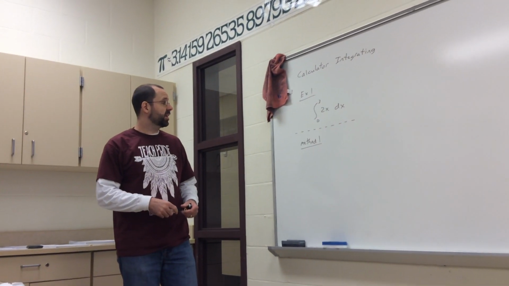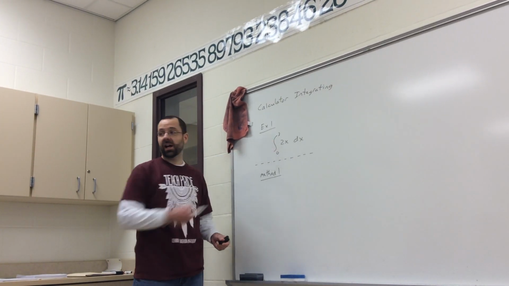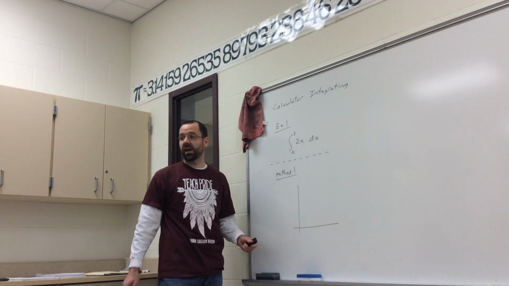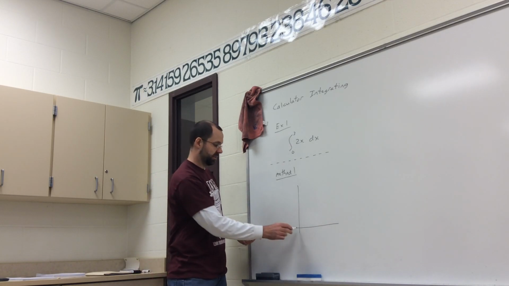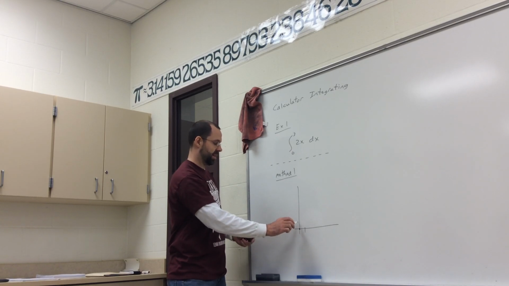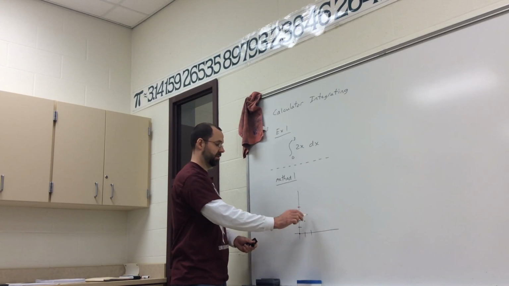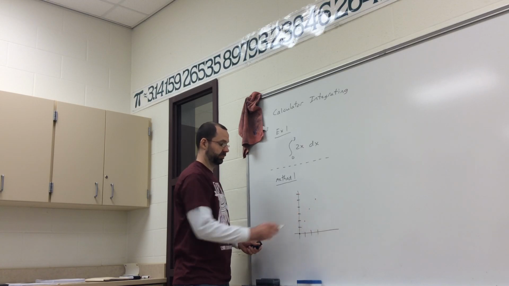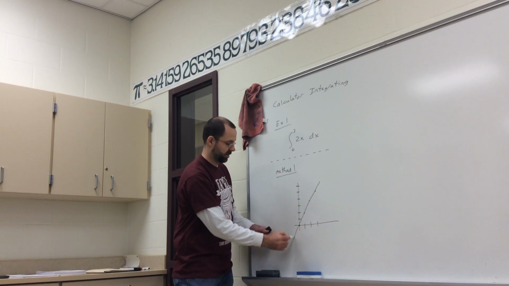Today we're doing calculated integrating, and we're looking at example 1 here, which is the integral from 0 to 3 of 2x dx. Since this is a straight line, we can just graph it. If you plug 0 into this, you get 0 out. If you plug 1 in, you get 2. Plug in 2, you get 4. And if you plug in 3, you get 6. So you've got your straight line that goes through 0, 0.